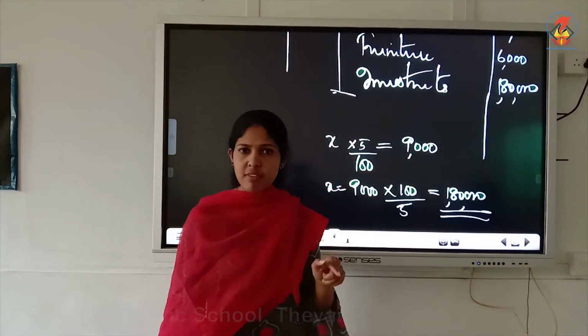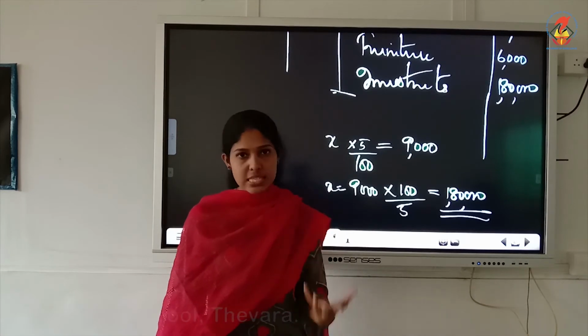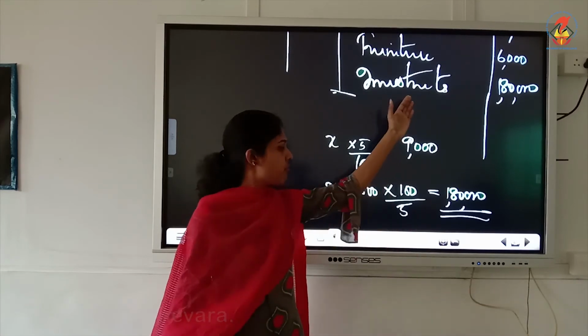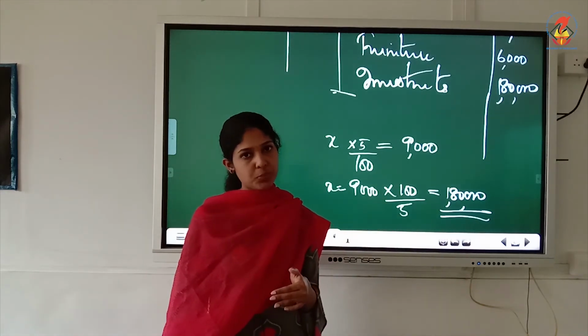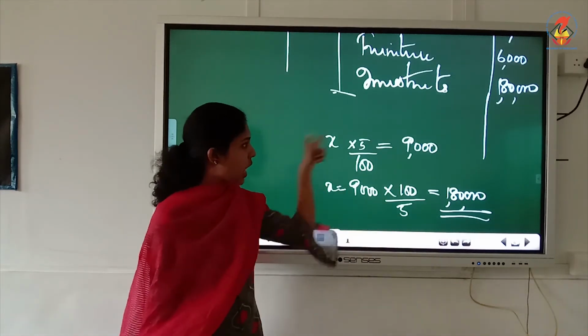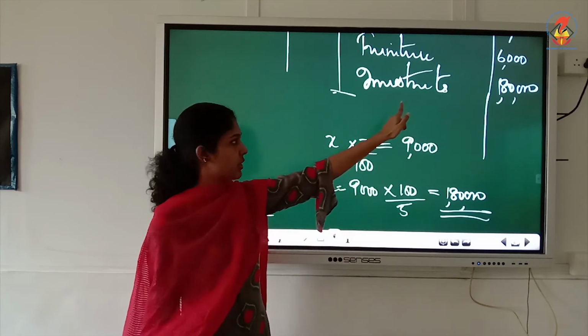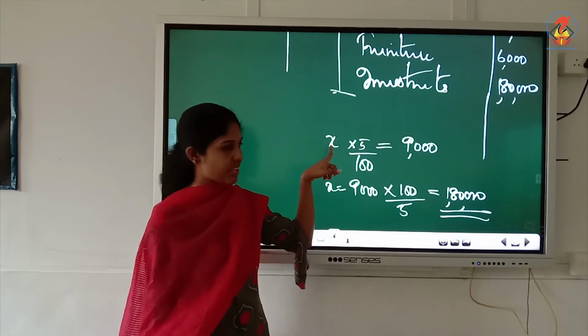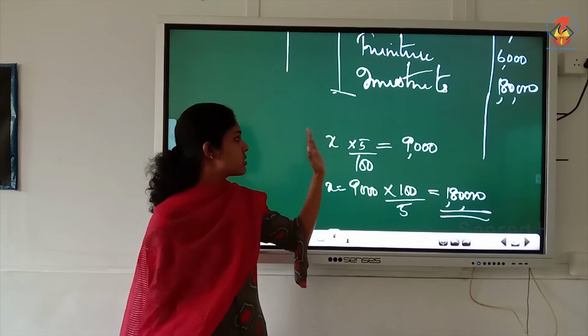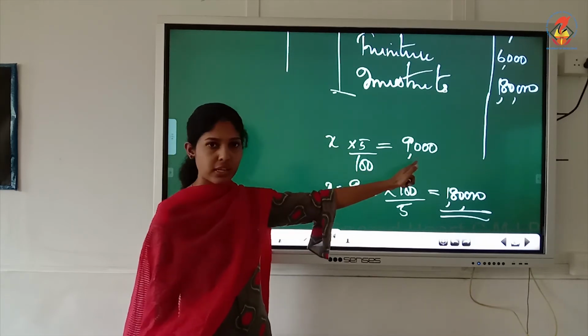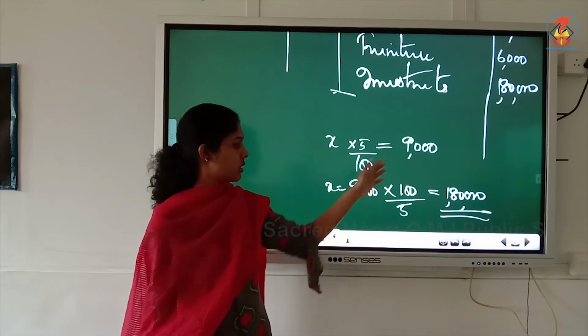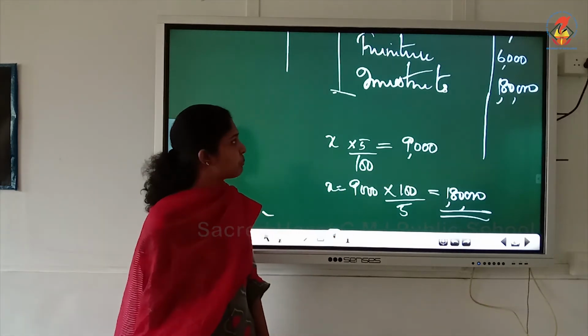And did we sell investments during the year? No, we didn't sell any investments. So the same value will appear in the closing balance sheet also. Understood? So this is how we have to compute that investments figure. Because X, the invested amount, is not directly given, we computed 5% on X. That's how we got that 9,000. It's directly given, no, 9,000. So just do cross multiplication.